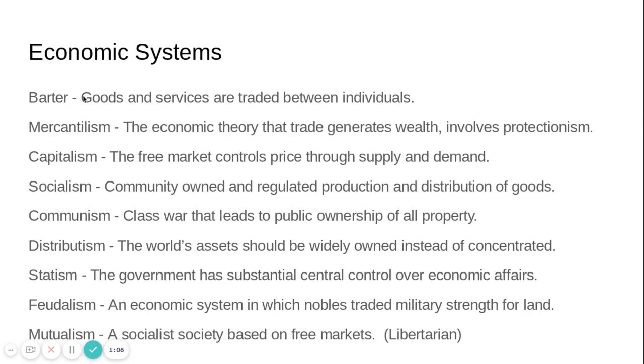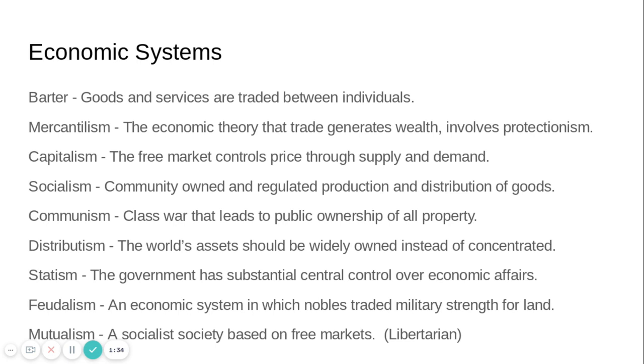The first one is called bartering, and that's when goods and services are just traded between individuals. So, that's like I'm a farmer, I make corn, I'm going to trade my corn with the guy who makes clothes. We're going to argue about what's worth what, and then we'll trade. That's bartering. Mercantilism is the economic theory that trade generates wealth and it involves protectionism.